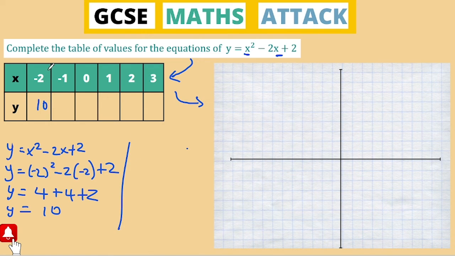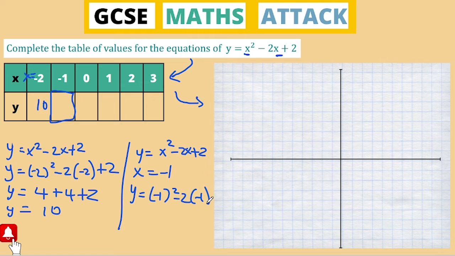Now if I was going to do another one, which is x equals minus 1 over here, so remember, these are your x columns. So it will be y equals x squared minus 2x plus 2. X is now equal to minus 1. So in order for me to work out this y value, I have to substitute x equals minus 1. So y is equal to minus 1 squared minus 2 times minus 1 plus 2. So minus 1 squared is 1, positive 2 plus 2. So that gives me a y value of 5.